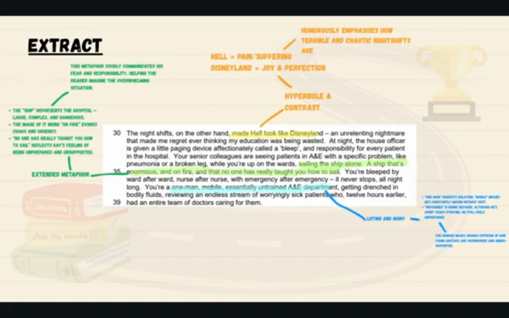The next quote I highlighted was one man, mobile, essentially untrained A&E department, which is an example of listing and irony. Here, one man suggests isolation, whereas mobile implies he's constantly moving without rest. The quote untrained is ironic because although he spent years studying, he still feels unprepared in the situation, and here the humour is used to mask the serious criticism of how young doctors in this situation are overworked and undersupported.